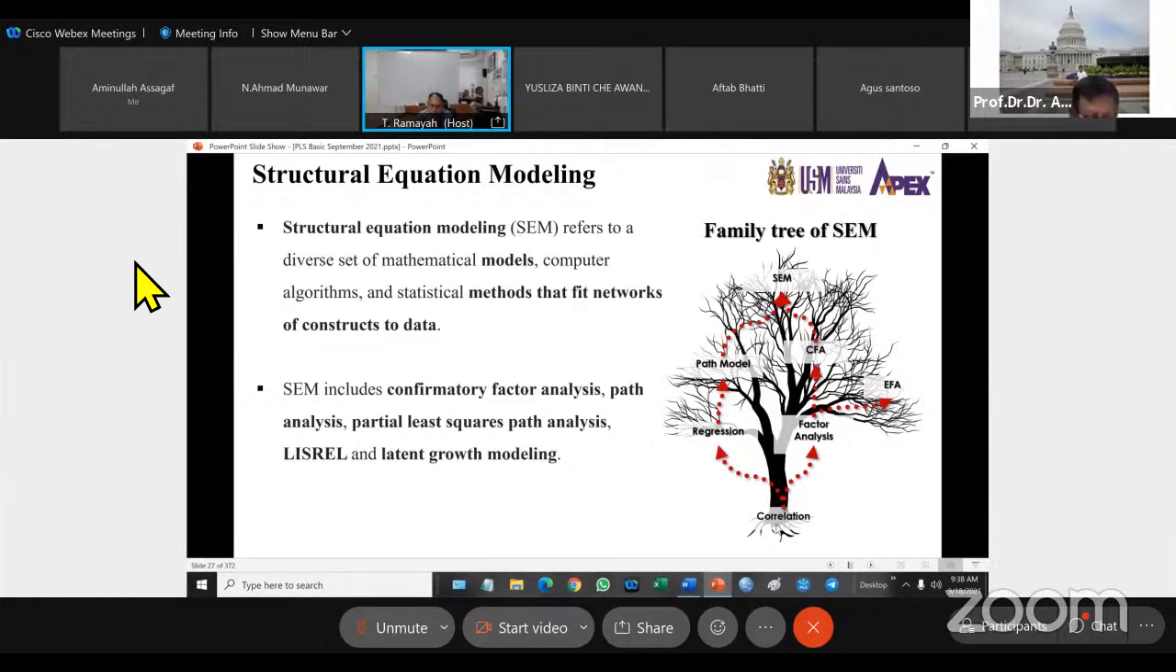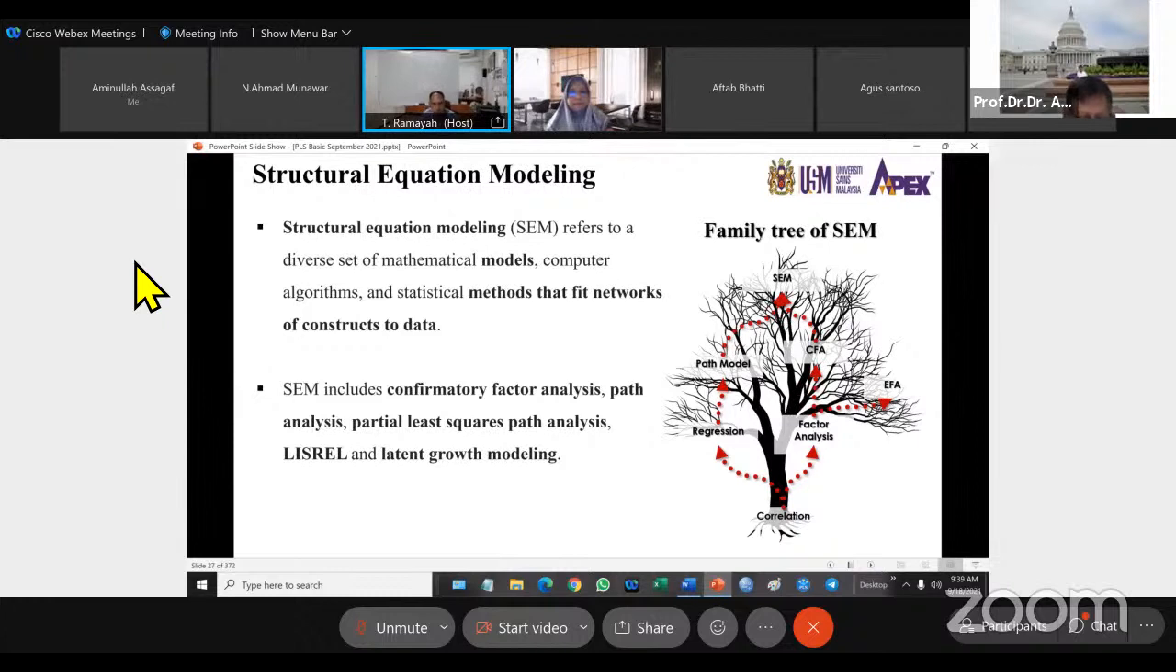So we started with correlation, and then we moved to regression. Along the way, we also discovered factor analysis. First, we started with EFA, and then we moved to CFA. Now we have a combination of these two to become structural equation model. So in regression, we can only do one dependent variable, and in path model, we can do multiple dependent, multiple mediator, those kind of variables, and then finally we converge into a technique called structural equation modeling.